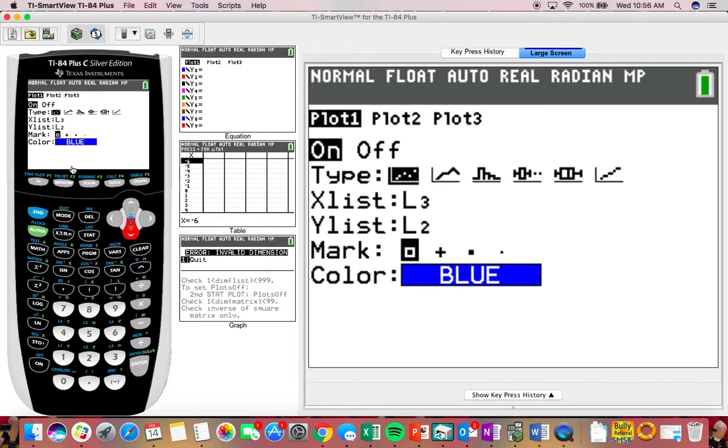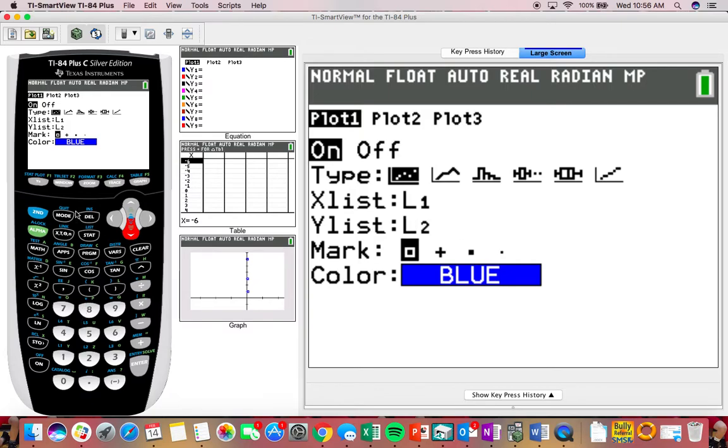Now your X list is your first list, so that's list 1. Notice for mine, it went to list 3. If yours is on something other than list 1, like mine is, hit second 1 for list 1. List 1 is right here. For Y list, choose list 2. If it's not, just hit second 2 for list 2. If you want list 3, hit second 3, second 4, second 5, second 6, depending on what list you want.